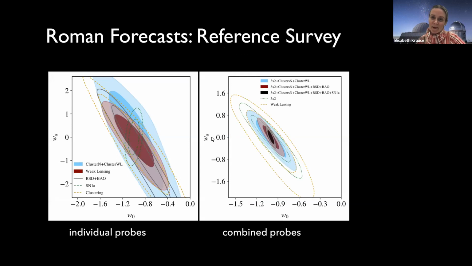which look like this. So that is our baseline forecast for the Roman reference survey based on marginalization over more than 80 systematics. And in this plot, you can see how we go from weak lensing to the 3x2 analysis, then 3x2 plus clusters, cluster number counts and lensing, including also RSD and BAO, and finally supernovae 1a for our current best prediction for the joint Roman combined probes analysis.